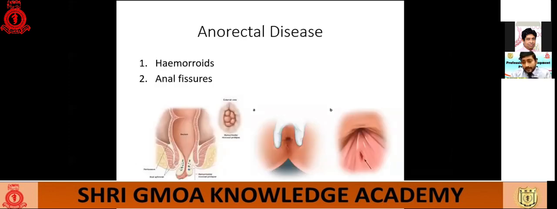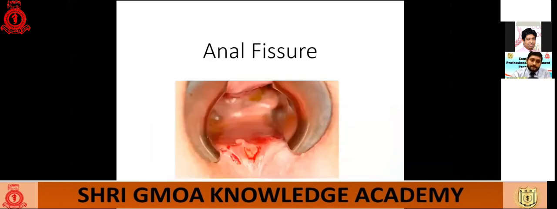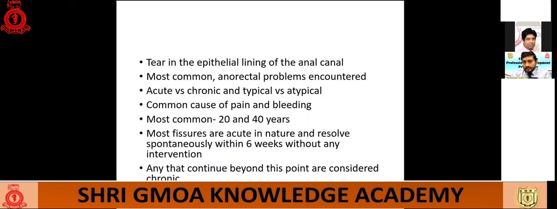Then we come to anorectal disease. This is one of the more common causes for PR bleeding. The main two anorectal diseases are hemorrhoids and anal fissures. I'll talk about anal fissures. These patients most commonly present to your GP practice with classic symptoms. They complain of pain or passage of glass particles while passing stools, and it is very painful. They are afraid to defecate because of this persistent pain.